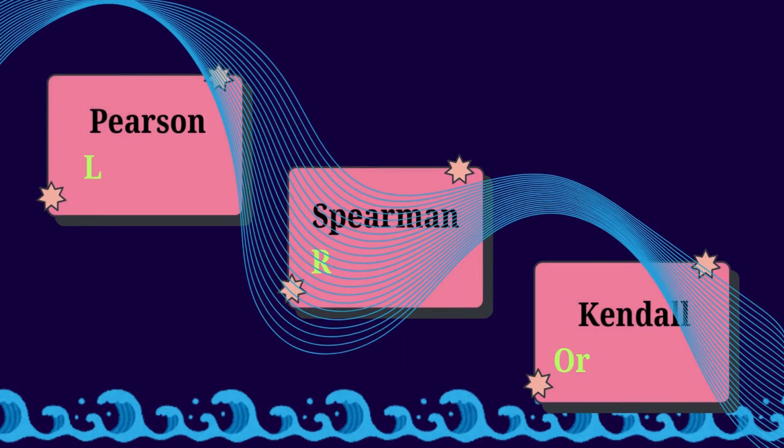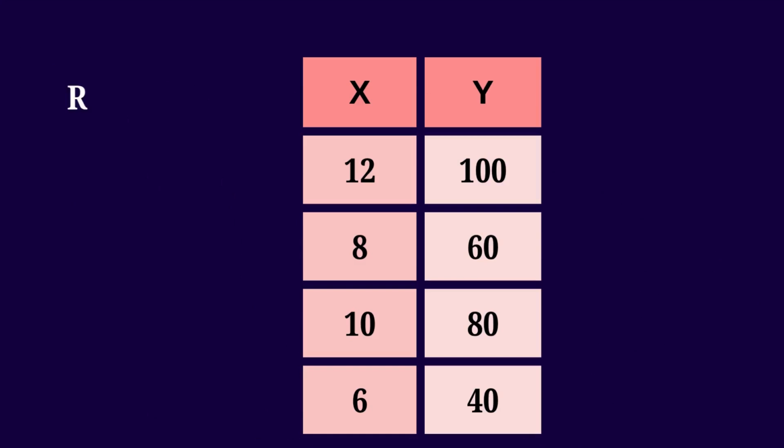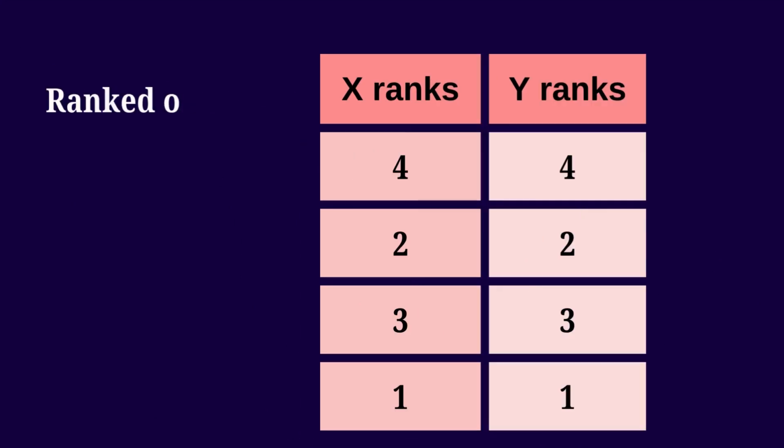That's where rank-based correlations come in: Spearman's rho and Kendall's tau. Instead of comparing raw values, they compare ranks, how high or low each value sits in order. This lets them detect monotonic relationships, where one variable generally increases as the other increases, even if the pattern isn't perfectly straight.